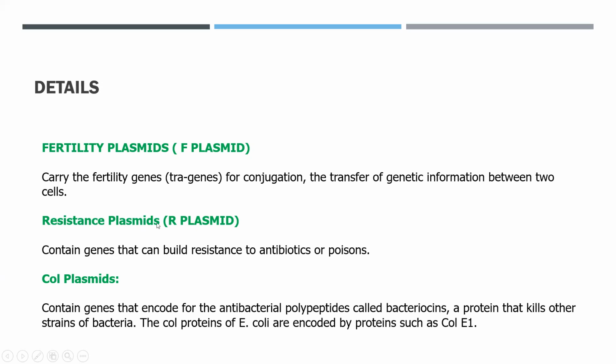Resistance plasmid or R plasmid contains genes that can build resistance to antibiotics or poisons. Antibiotic resistant genes means ampicillin, kanamycin, tetracycline. Next, col plasmid contains genes that encode for the antibacterial polypeptides called bacteriocins, proteins that kill other strains of bacteria. The col proteins of E. coli are encoded by genes such as colE1.